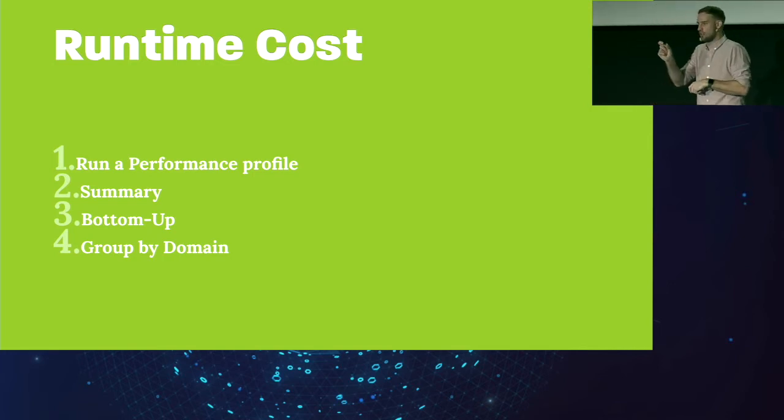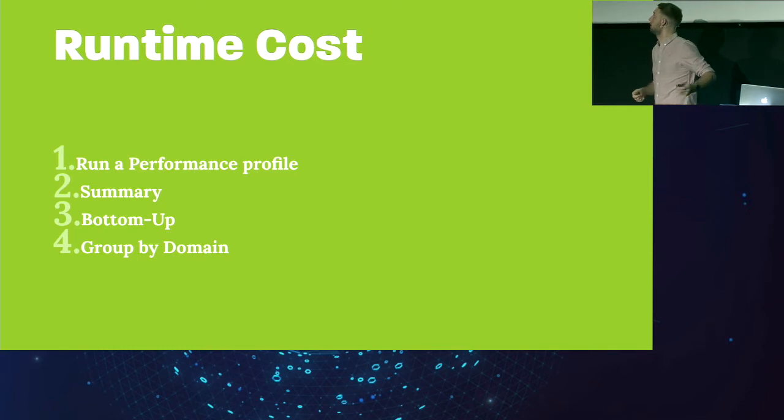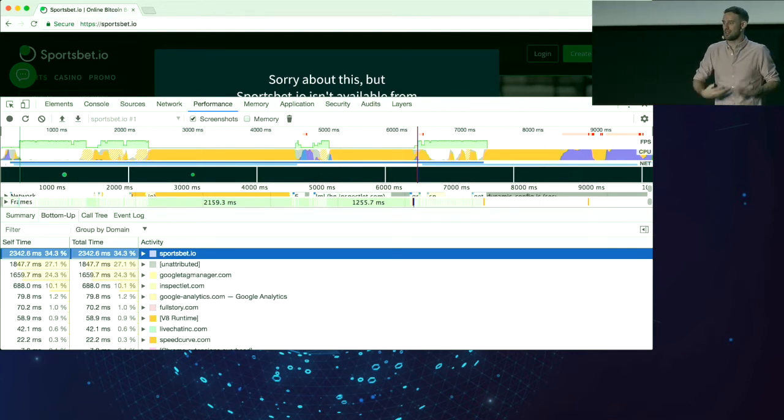Find the summary panel at the bottom, then go to Bottom Up. And in Bottom Up, we've got a thing called Group by Domain, which basically gives us this. If I group by domain, I can see that actually the first party is the most expensive. It makes sense. We're a single-page app. We're a client-rendered React application. It makes sense to me that we are the most expensive runtime domain.